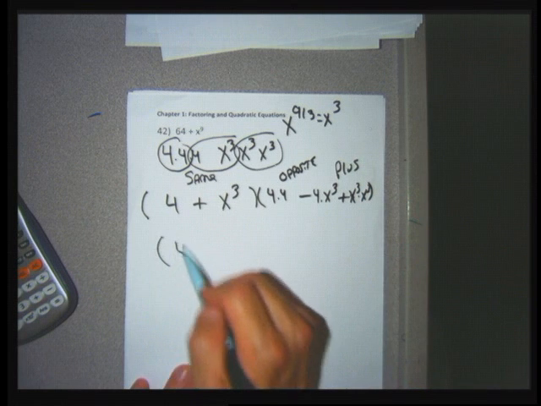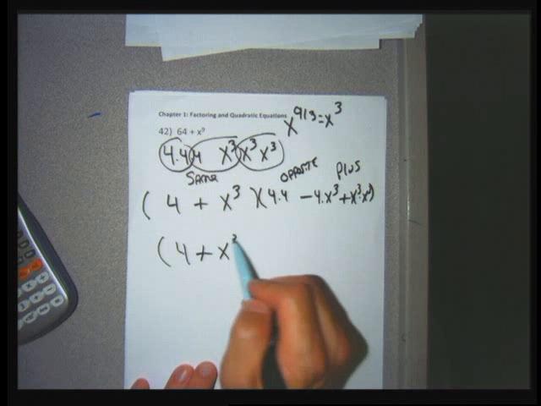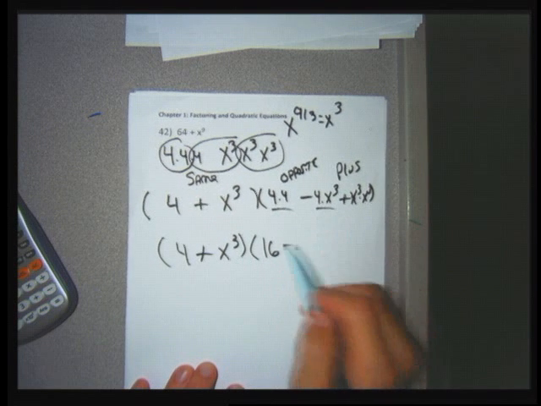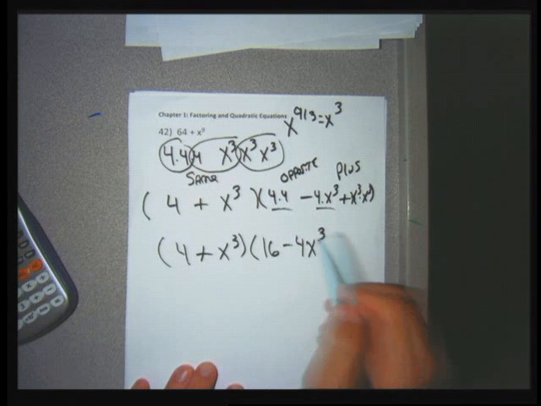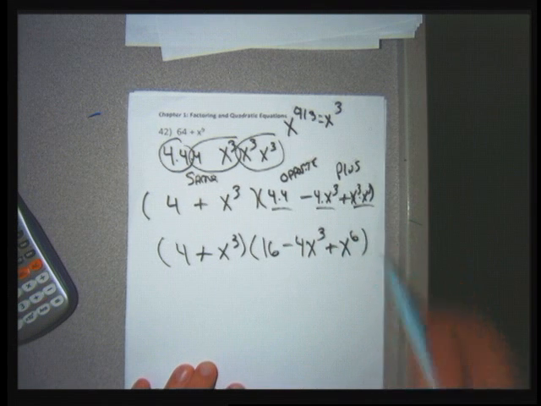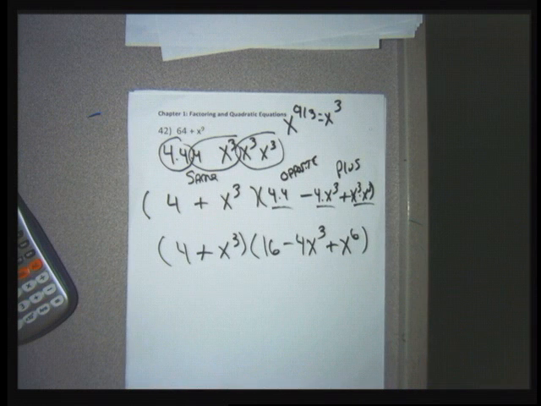Leave the first parentheses at 4 plus x cubed. 4 times 4 in the second parentheses is 16. 4 times x cubed I'm going to leave as 4 times x cubed. And for the x's, x cubed times x cubed is x to the 6. I add their exponents. And that's the answer. Again, it's written in an odd order, but I can certainly leave it in that order because the original problem was written in that same awkward order. So that's everything that I can do for factoring.